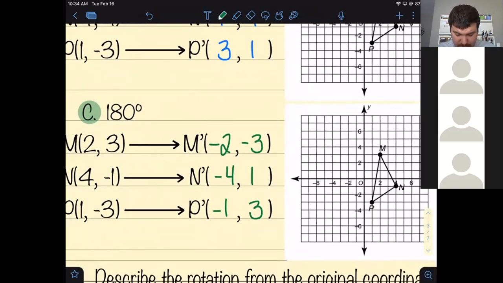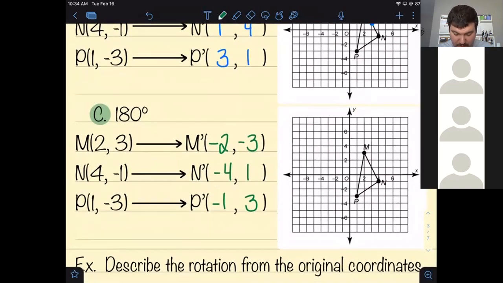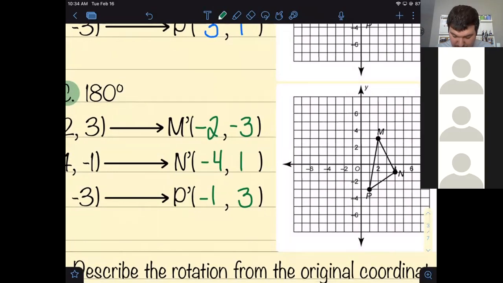And so for the 180-degree rotation, the new m prime point is going to be at -2, -3, down here in quadrant 3, the all negative quadrant. So 180 degrees, this thing's going halfway around the circle. The new n prime is going to be at -4, 1, so up here. And the new p prime is going to be at -1, 3. Let's move over here. -1, 3 is going to make it right there. That's going to be my new p prime. So I draw in this triangle.